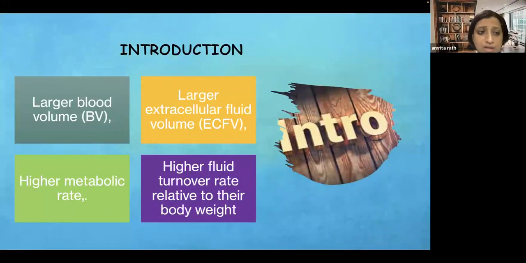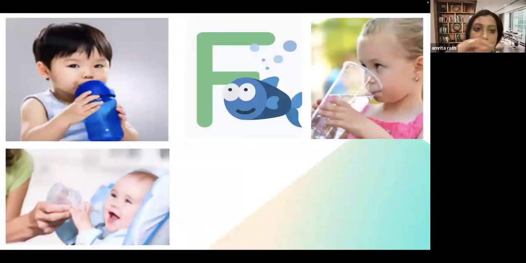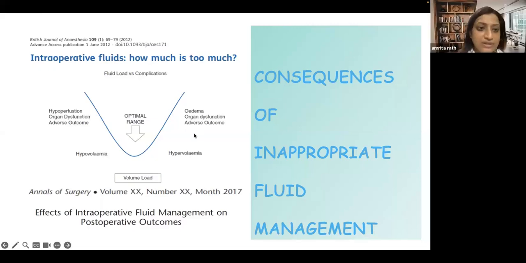So, as the physiology part is over, we know they have a large blood volume, a large extracellular volume, a high metabolic rate, and a high fluid turnover rate. Okay. So what happens if you give too much fluid? That will cause organ edema because their lung and kidney are not mature. And if you give less fluid, there will be hypoperfusion and organ damage. So you have to have an optimal range.